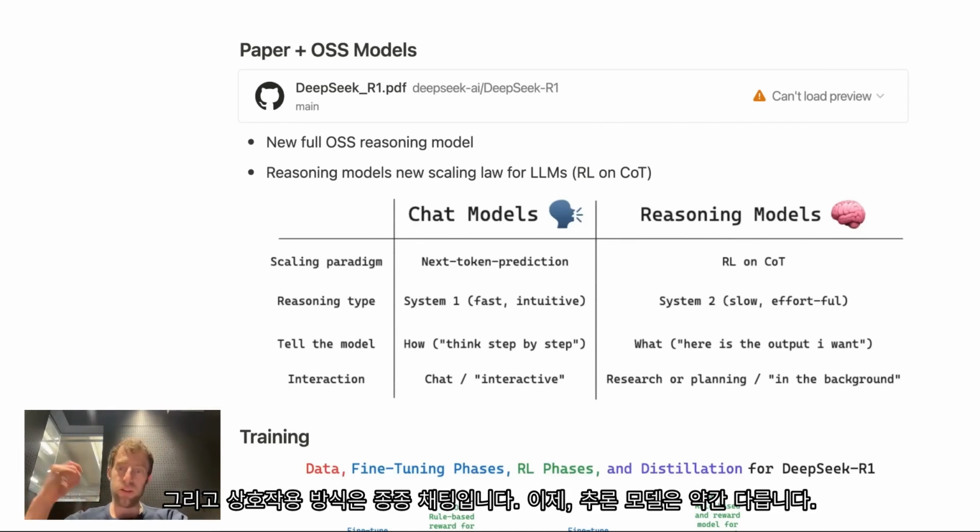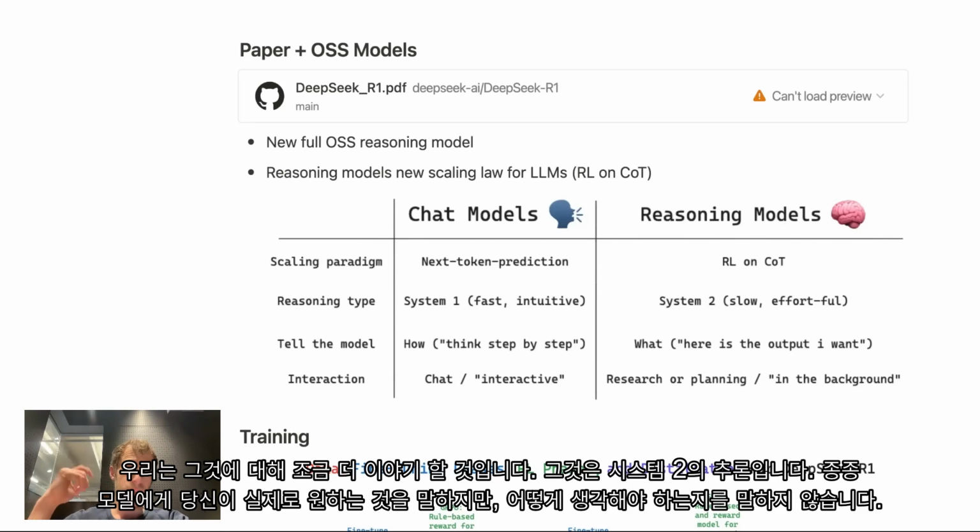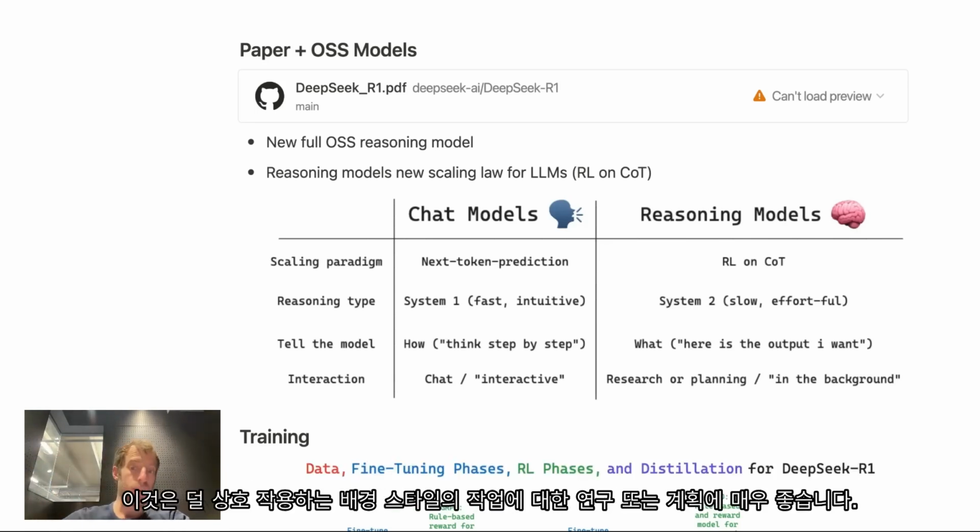Now, reasoning models are a bit different. They're trained with a different paradigm, RL on chain of thoughts. We'll talk about that a lot in a bit. It's system two reasoning. Often you tell the model what you actually want, not how to think. And the interaction mode is a bit different. It's very good for research or planning in the background style tasks that are less interactive.